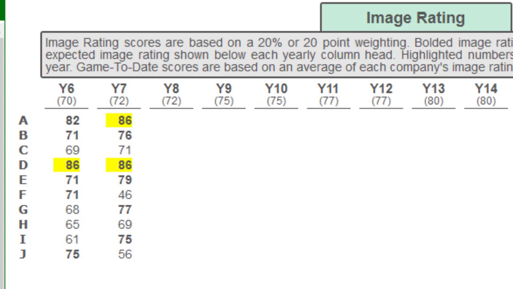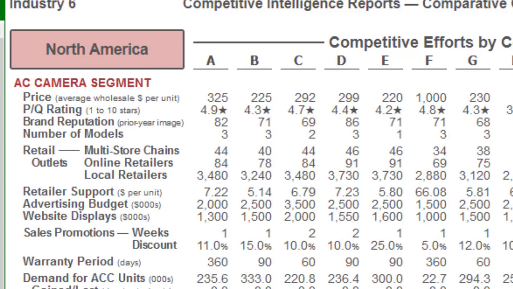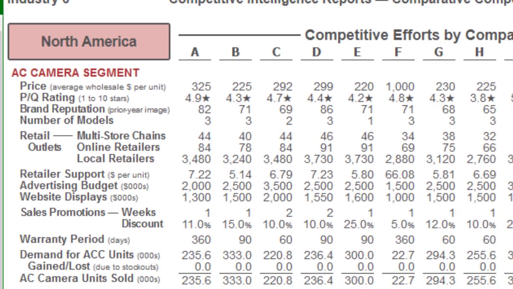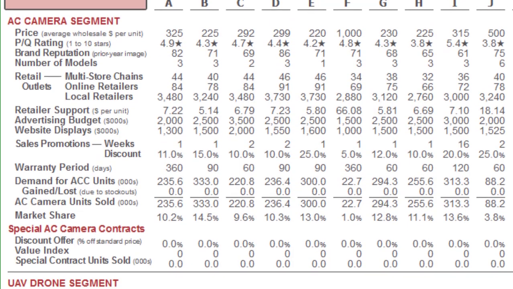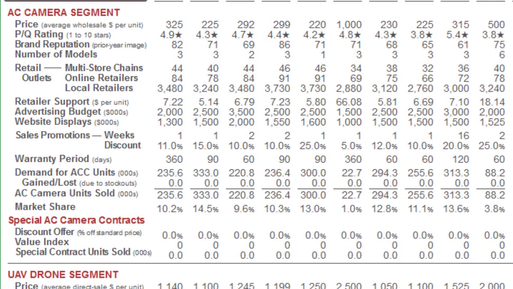So now if I dive in real quickly into the comparative competitive efforts reports, and if I just glance at North America, let's see what's going on. Okay, I'm going to scroll down a little bit here. So the average price of the cameras is $363. And we can see F has a price of 1,000. Okay, so that's a standout.